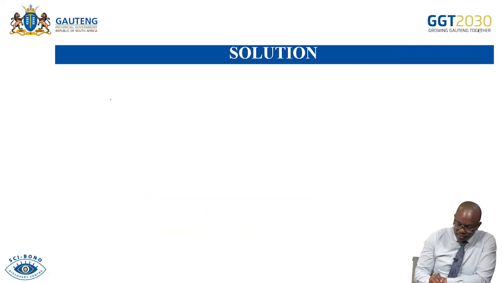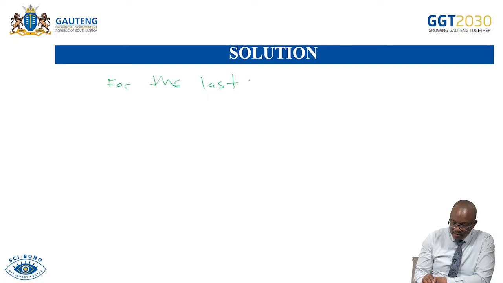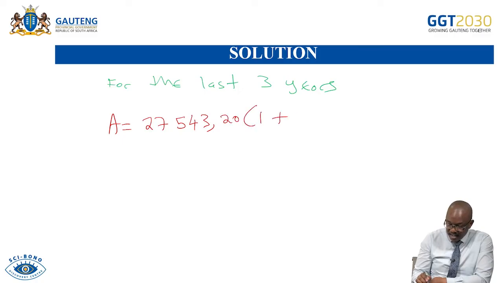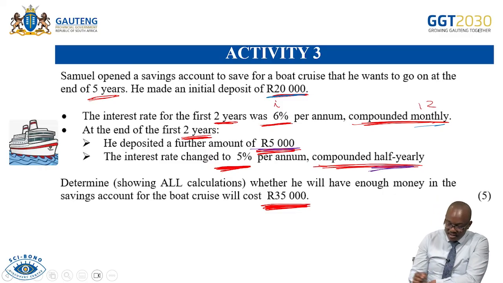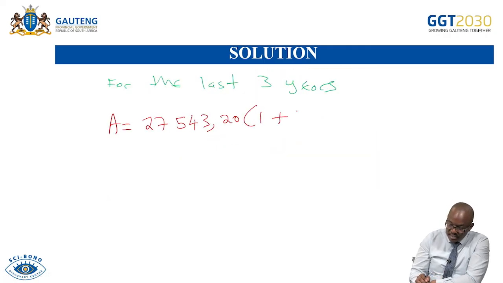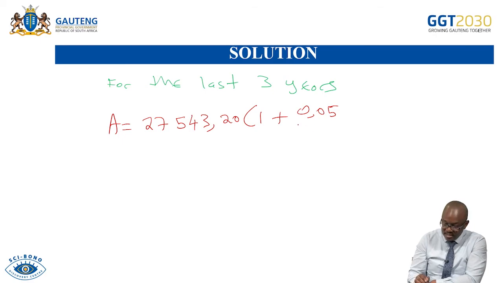So we are going to calculate for the last 3 years, correct? So calculating that amount for the last 3 years is going to be 27,543.20 of 1 plus. Remember now the interest has changed, correct? The interest has changed and we have followed our statement. At the end of 2 years, we added 5,000, then the further interest has changed from year 3 to year 5. So it's 0.05 because it was 5%, then it was half yearly, to 3 multiplied by 2.